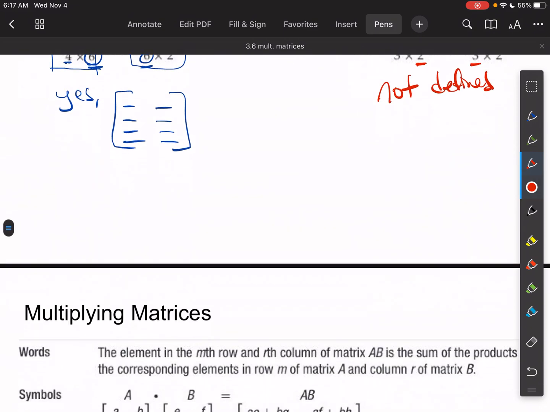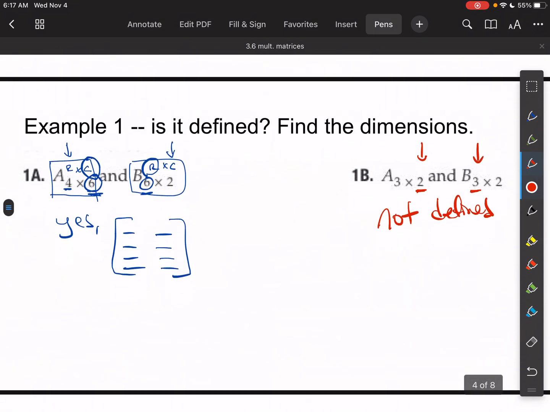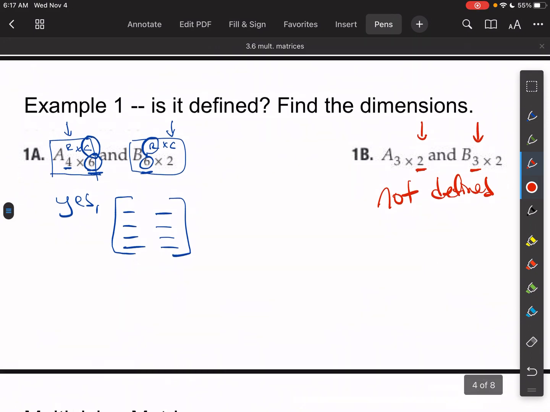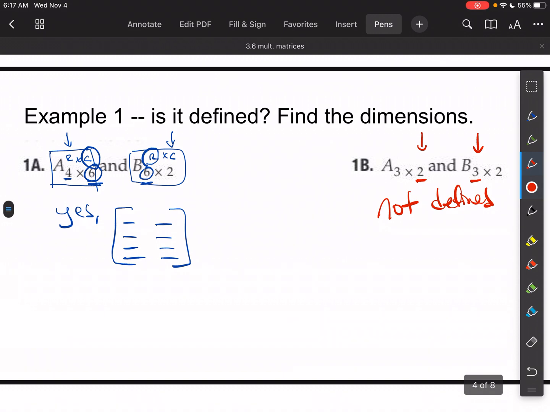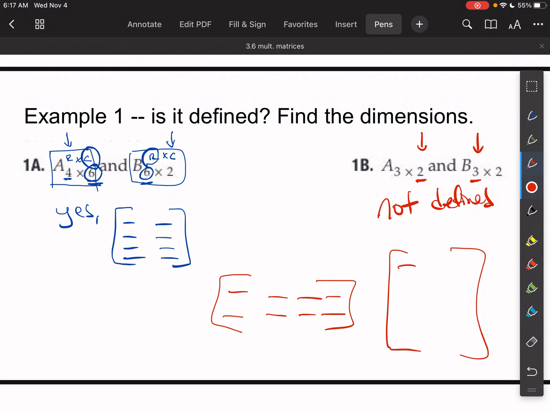So the very first step when we're doing these is identifying whether or not we can actually do it. If they give me two matrices and tell me to multiply them, the very first thing I do is determine the dimensions. If I have something that looks like this, and then something that looks like this, let's make this a little bit different here.